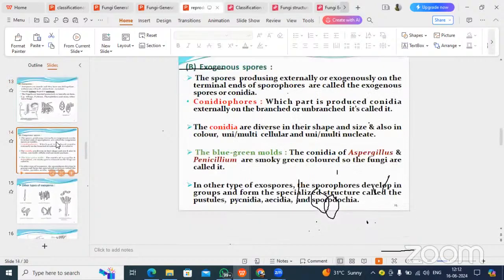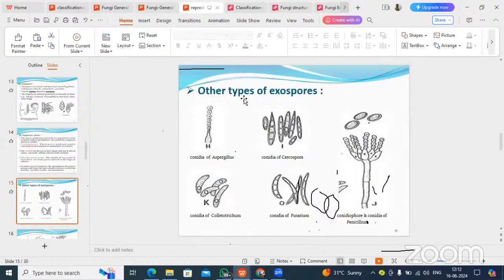Okay. And then the next is exospores, that are conidia, which are formed on the conidiophore. You have seen just now the Penicillium, Aspergillus, Penicillium conidiophores. Upon the conidiophores, conidia. You have seen conidia, blue-green molds, Penicillium, Aspergillus. You see here again, exospores, spores which are outside.